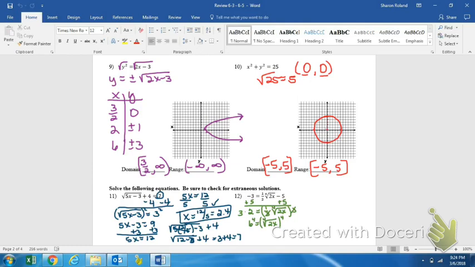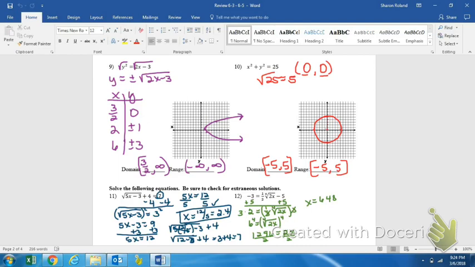So 6 to the 4th power is 1,296, and that equals 2x. Divide both sides by 2, and x equals 648.